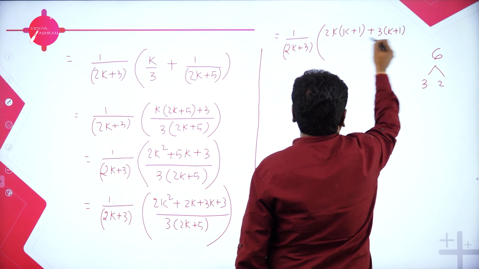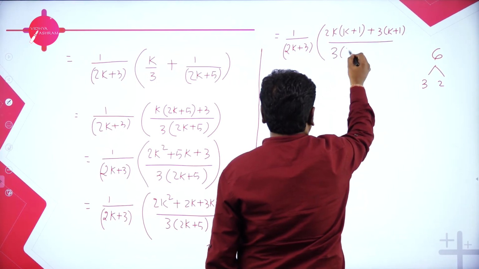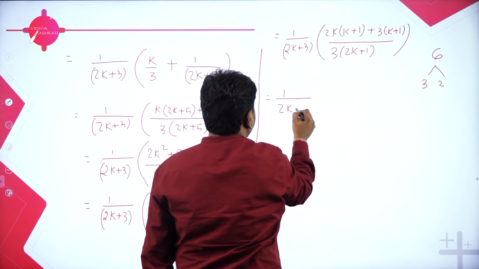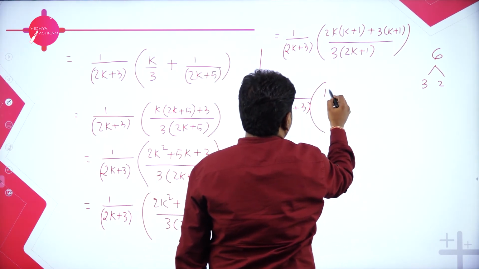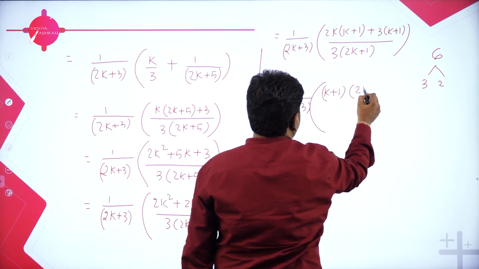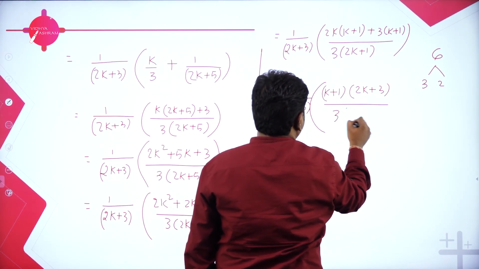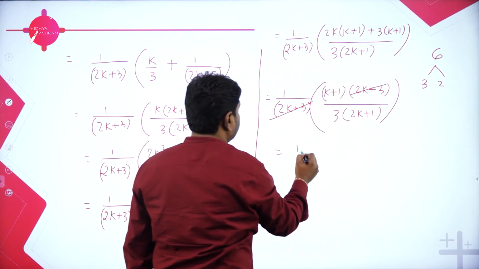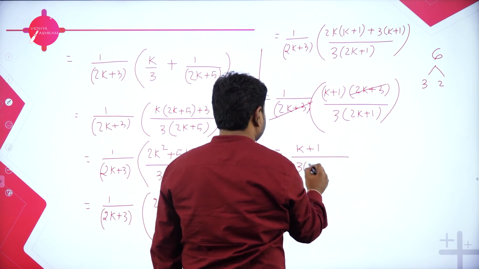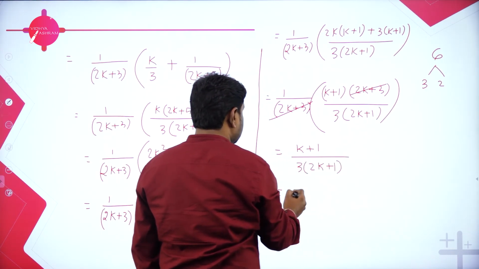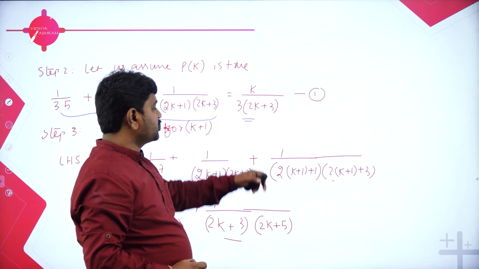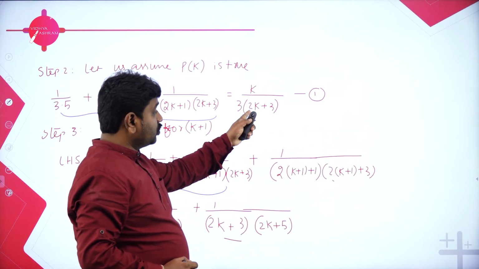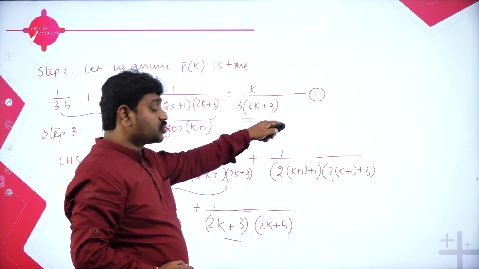Divided by 3 times 2k plus 5, and further simplify, so we'll get 1 divided by 2k plus 3, and in the numerator I'll take k plus 1 common. If I take k plus 1 common, I'll have 2k plus 3 divided by 3 into 2k plus 5. Now further, 2k plus 3 and 2k plus 3 I'll cancel. I'm left with k plus 1 divided by 3 into 2k plus 5. So dear students, in RHS if you see, k should be replaced by k plus 1, we got it. But in the denominator, 3 into 2k plus 3 is there. So this should become 3 into 2 times (k plus 1) plus 3.